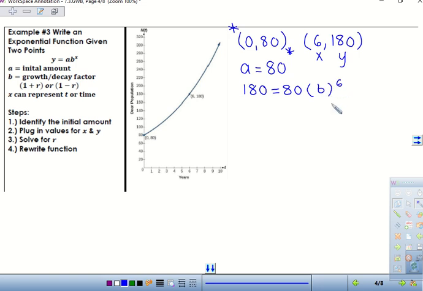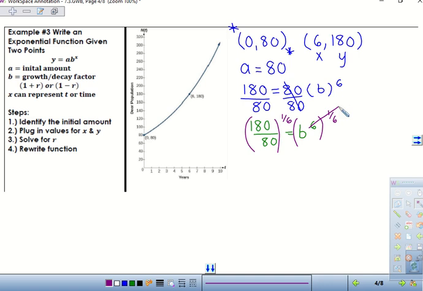So just like we did before, now we can work backwards to find b. So I'm going to divide both sides by 80. And then I get to this point. And then how can I get rid of the 6? Put both sides to the 1/6 power. Good. Put both sides to the 1/6 power. That cancels these out and leaves me with b equals.